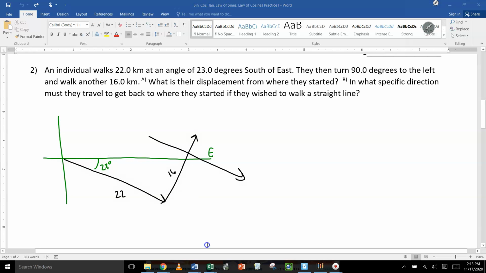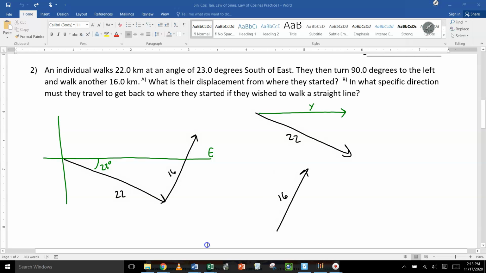This one's 22. This one's 16. We're going to break each of these into their x and their y components. Now, it's really important to draw your arrows in the correct way. This 16 is up and to the right, so just make sure that you have an arrow to the right, which is your x, and up, which is y. It's important to have those.